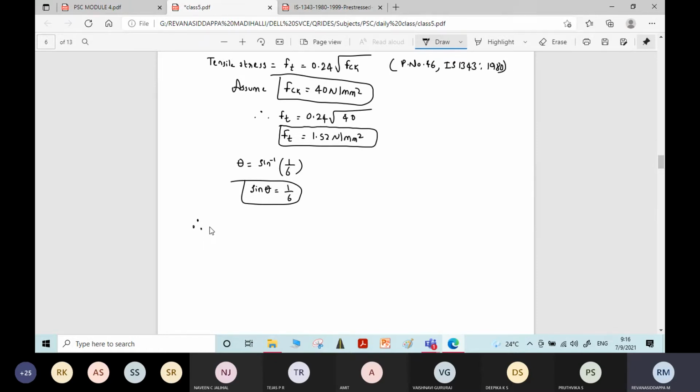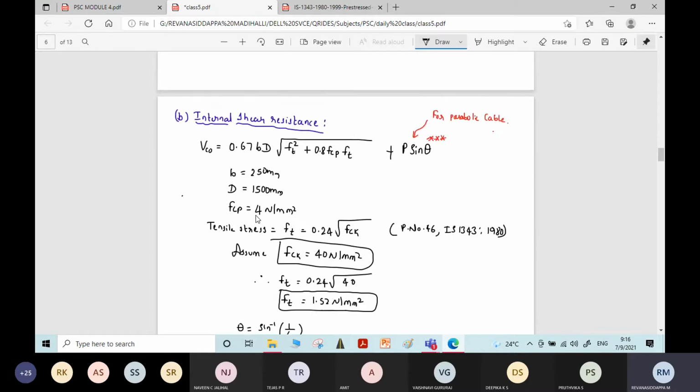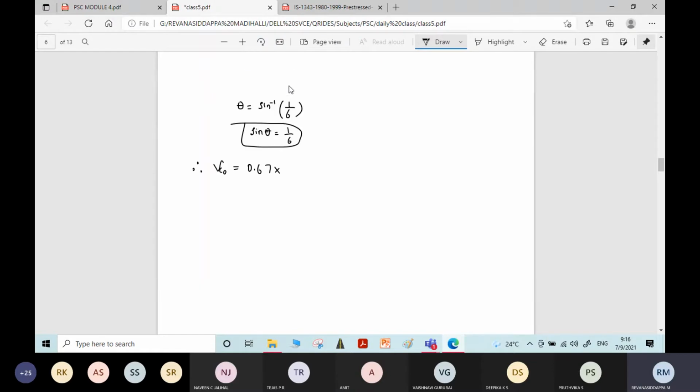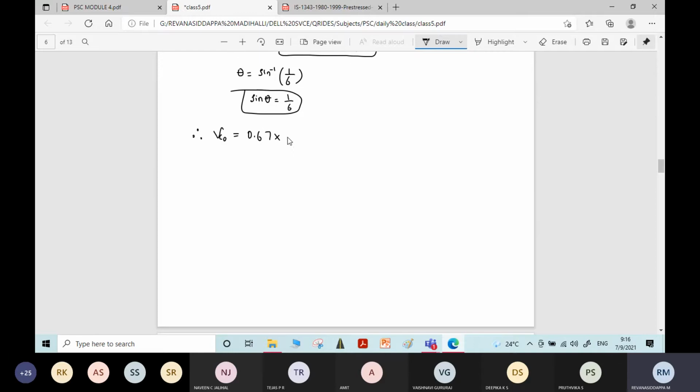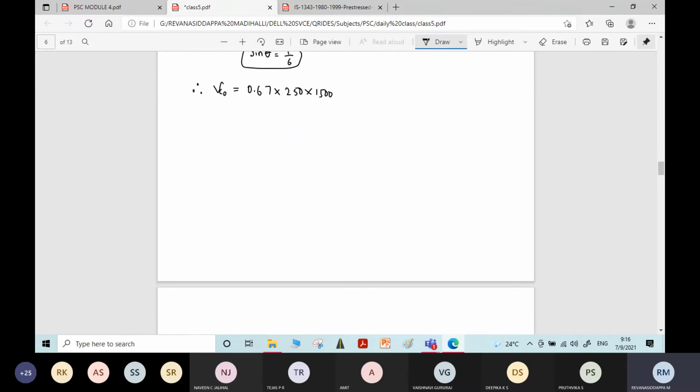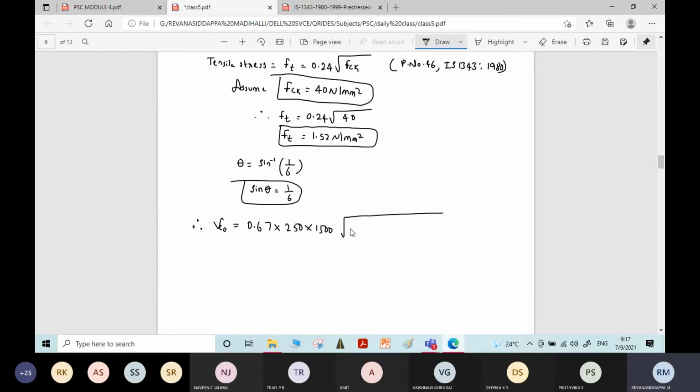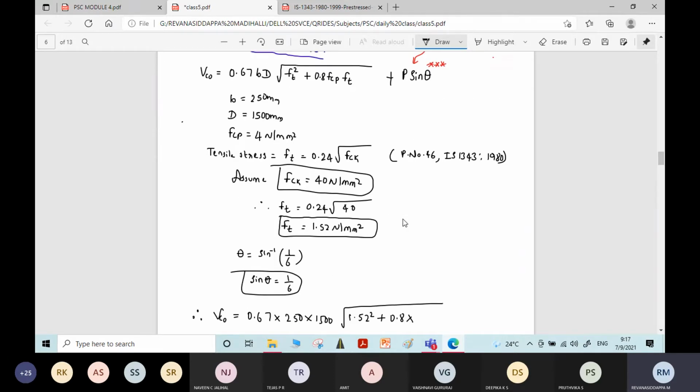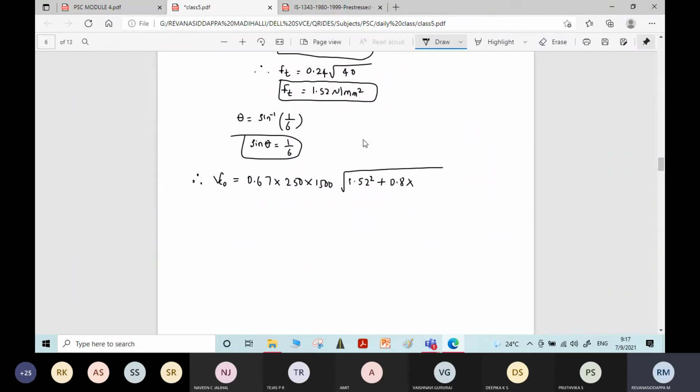Therefore, VC naught is equal to 0.67 B into capital D. 0.67 B is 250, D is 1500, 250 into 1500, root of 50 square... root of 1.52 square plus 0.8 FCP FT, 4 into 1.52.